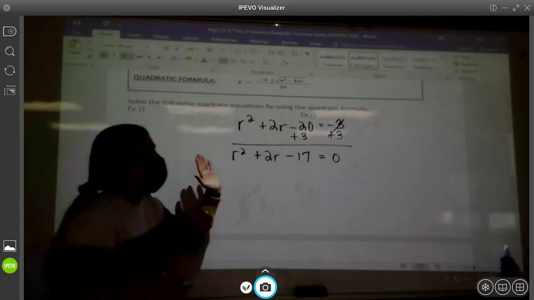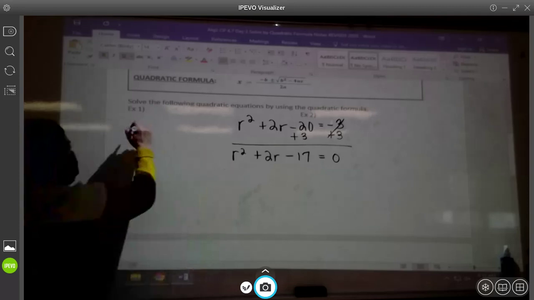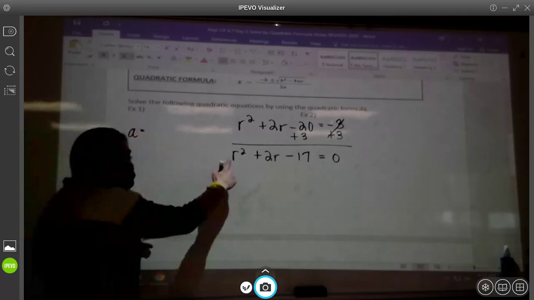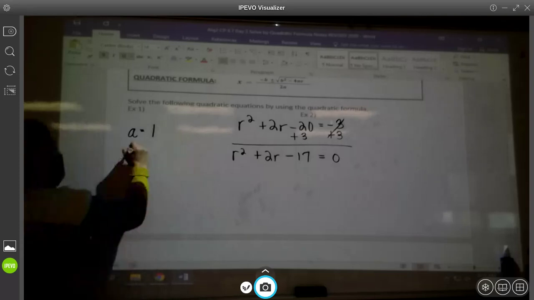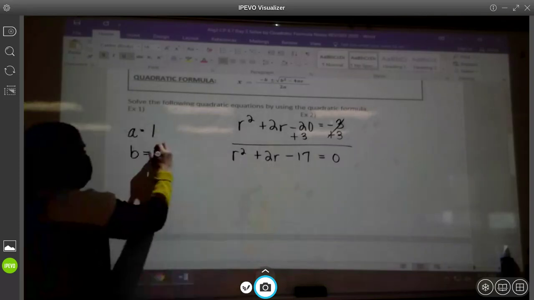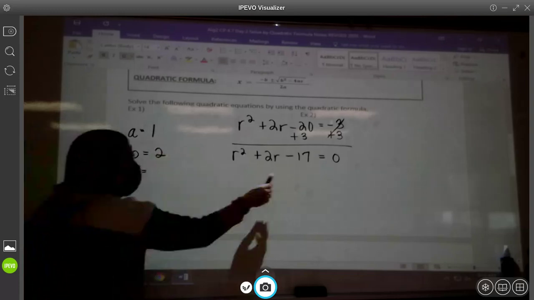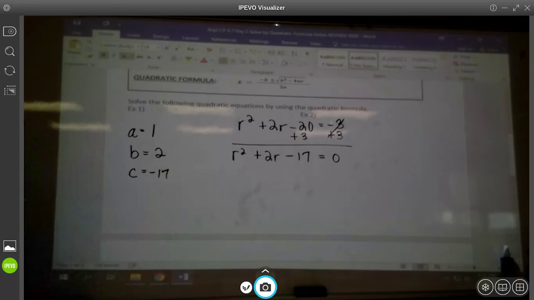All right, let's figure out who our A, B, and C are so we can plug them into the formula. In this problem, A, it's always the number in front of the square term, so in this case, it's assumed to be 1. B is always the number in front of r, which is 2. And C is always the number by itself at the end, which is negative 17. Okay?